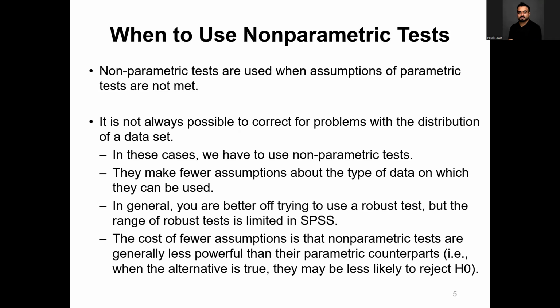And the good thing about non-parametric tests is they assume no or fewer assumptions about the distribution of data. And in general, it is better to use robust tests. But SPSS has some limitations regarding using some robust tests because those are really advanced statistical procedures.